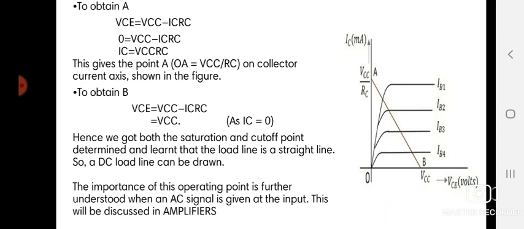The importance of this operating point is further understood when an AC signal is given at the input. This will be discussed in amplifiers.